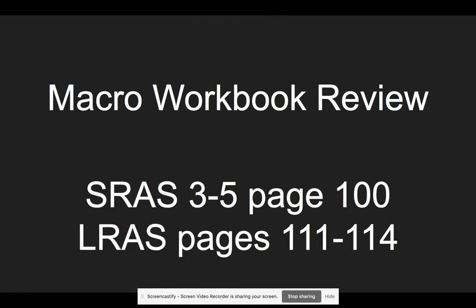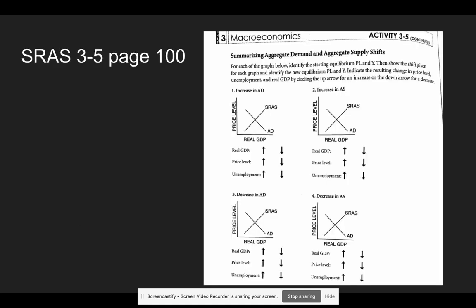So we're going to start with the workbook review on page 100, which is for the short run aggregate supply curve. That is activity 3-5, if you're just looking at the top activity number. I'm going to go screen by screen, and you'll see I have scanned the answer key so that you'll see that in front of you. And I'll just talk you through as quickly as possible what's going on here.